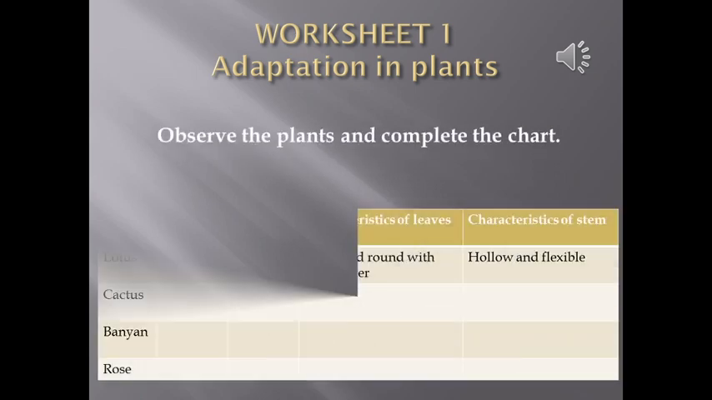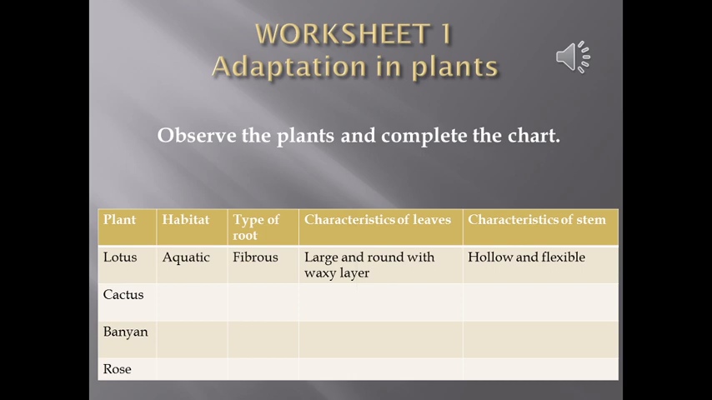The columns mentioned are the name of the plant, habitat, type of root, characteristics of the leaves, and characteristics of the stem. The first example, lotus, is already solved for you so that you can take the help of that chart and complete the remaining tables. You have to write your observations for cactus, banyan, and rose.